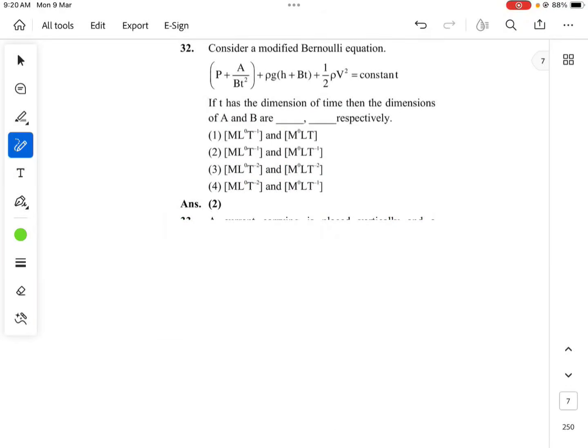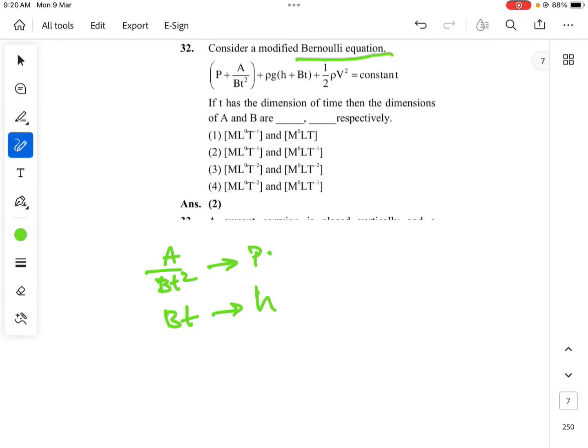Yes. The next question is about units and dimensions. It's not Bernoulli's equation. Of course, it is Bernoulli's equation, modified Bernoulli's equation, but the question is about units and dimensions. Now, A by BT square, as you know it, should have units of pressure. And BT must have units of height.